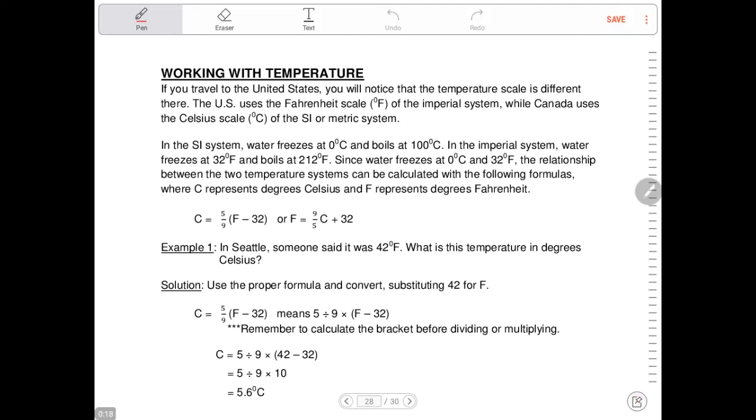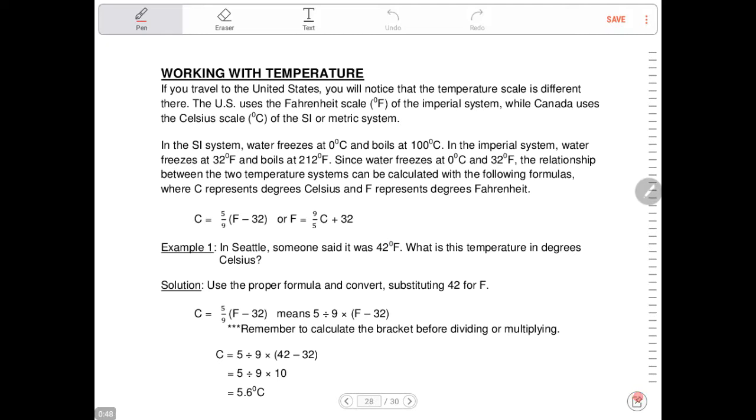Now, we know some things about the metric or SI system. We know that water freezes at 0 degrees Celsius and boils at 100 degrees Celsius. But in the Fahrenheit system, water freezes at 32 degrees Fahrenheit and boils at 212 degrees Fahrenheit. So you see, these are very different values, and it often is advantageous to be able to convert between, let's say, Celsius to Fahrenheit or vice versa.